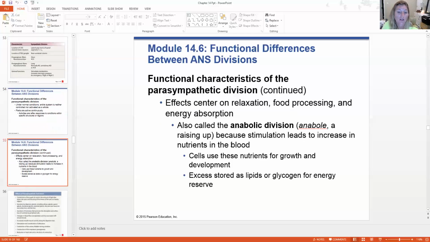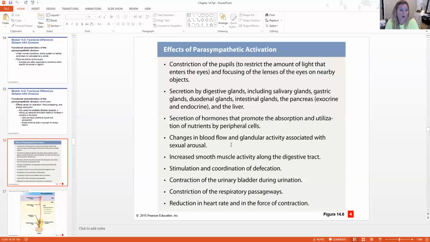So the effects center on relaxation, food processing, and energy absorption. Rest and digest. That's all what parasympathetic is. It's also called the anabolic division because the stimulation of parasympathetic leads to increased nutrients in the blood. Cells need these nutrients for growth and development, and excess can be stored in lipids or glycogen reserves for energy later. This summarizes all of the parasympathetic effects.